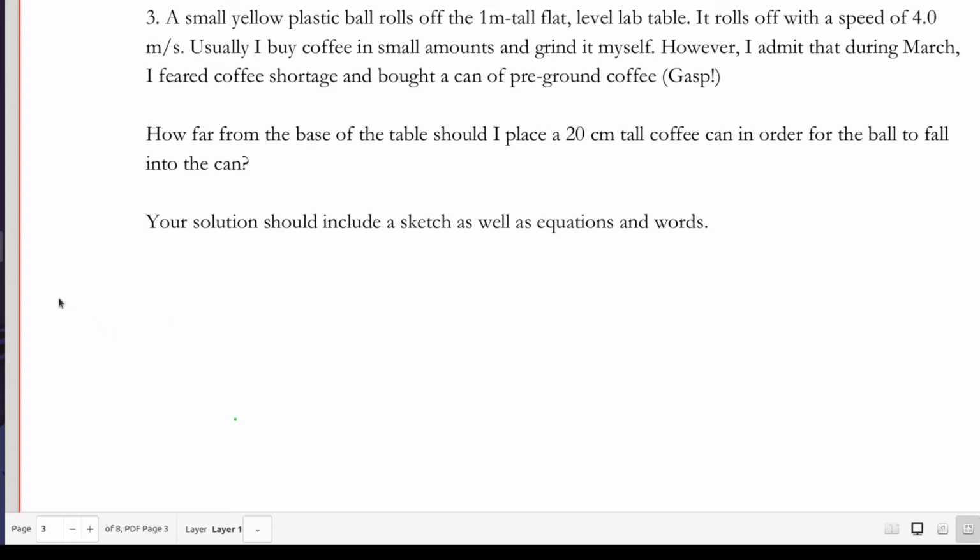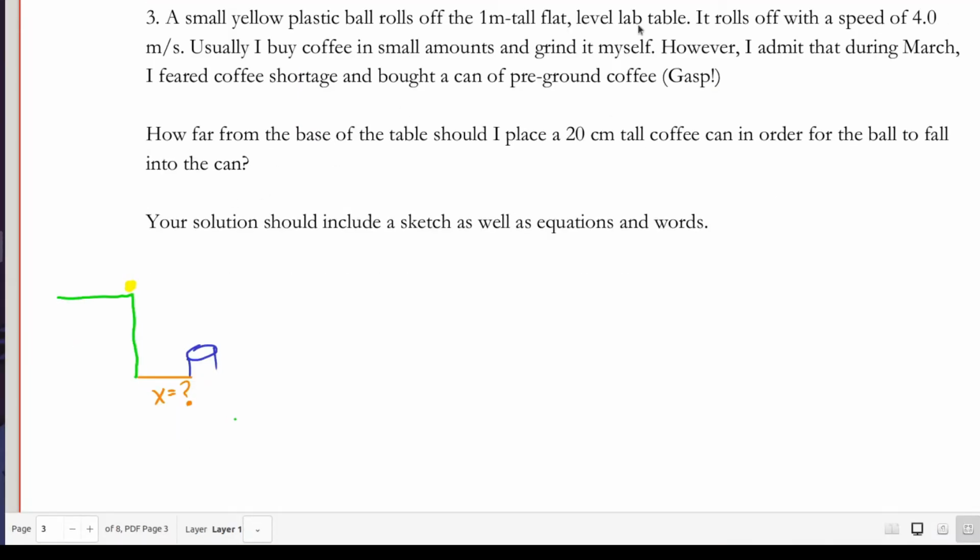Here we have our walkthrough for problem 3. We're told that a small yellow plastic ball rolls off a 1 meter tall table. Here's the ball, and it goes into a 20 centimeter tall coffee can. Here's the coffee can. And how far should I place it away? That's the question. So what is this distance here?